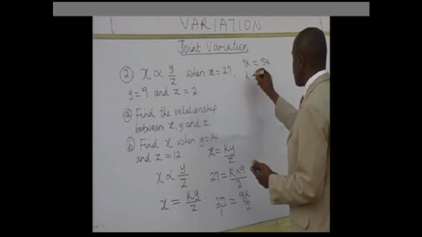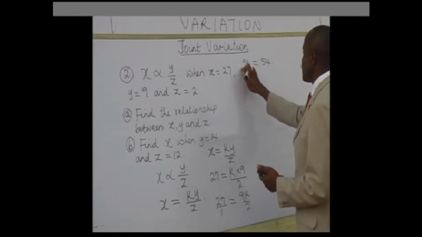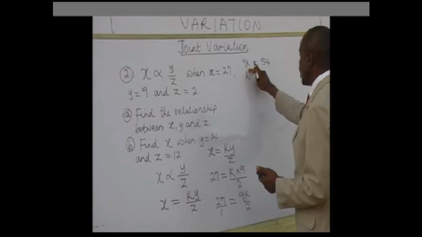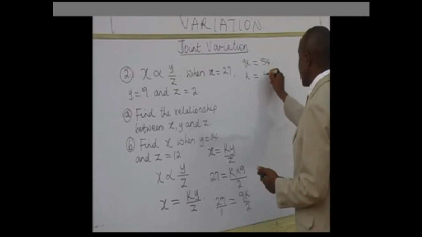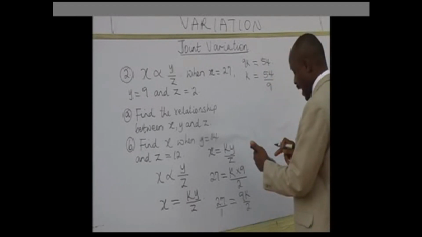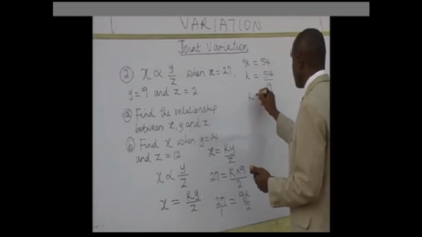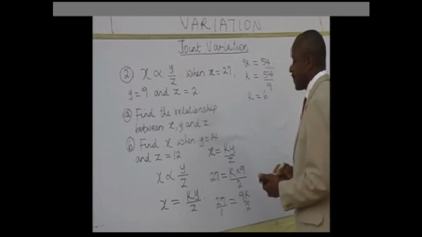If you want to find the value of k, you have to divide both sides of the equation by 9. When you do the left-hand side, you'll be left with only k. Then the right-hand side becomes 54 divided by 9. And 54 divided by 9, which is 6, becomes the value of k.